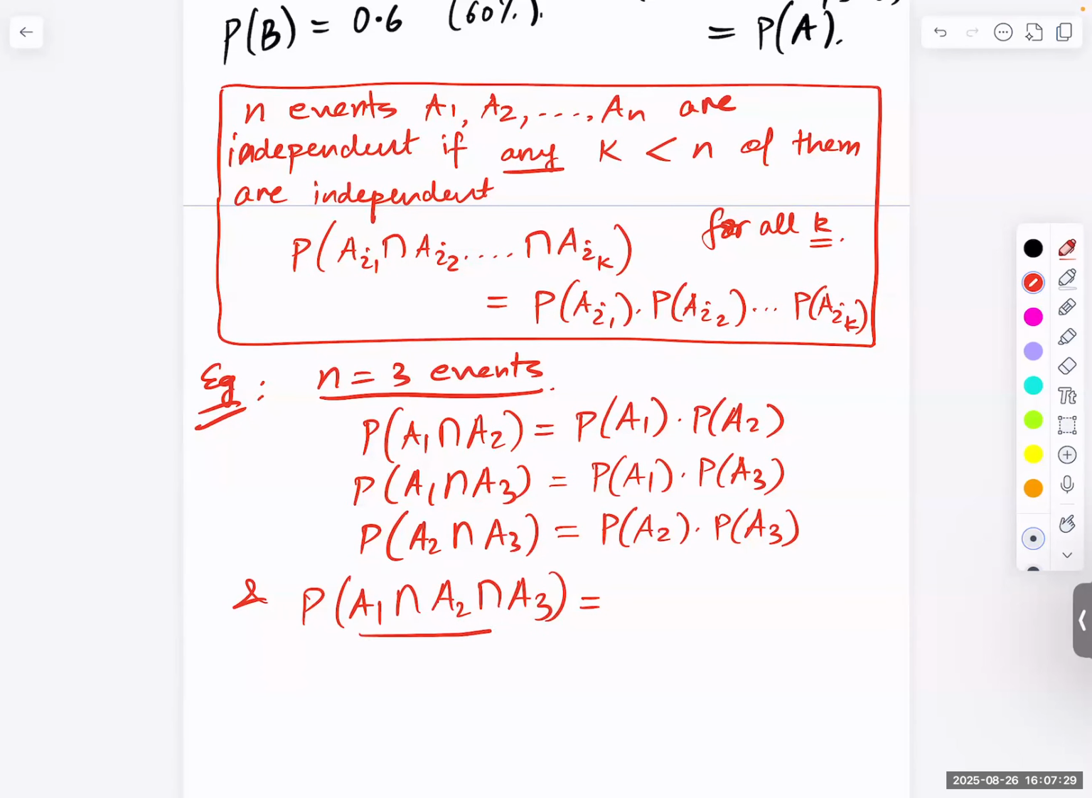And you would also like this condition to be satisfied, that the probability of the intersection of all three must be equal to the product of the individual probabilities of the events. If that's the case, then we say, yes, the three events are independent. It may happen that only the first three are satisfied, but this one is not satisfied. Then those events will not be independent. Okay.